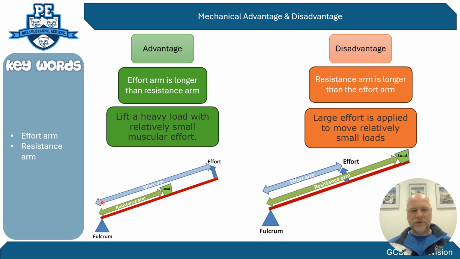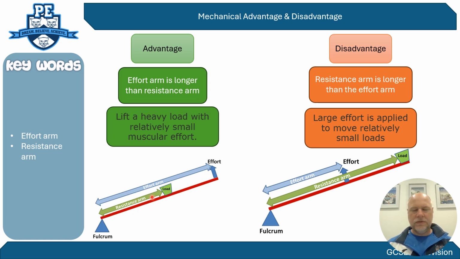So we've got body weight going down, muscle contracting to lift you up. So we have this point from the fulcrum to the effort, it's called the effort arm, and that is longer than the point from the fulcrum to the resistance, the load arm or the resistance arm. That is meaning the effort arm is longer than the resistance arm. And what it means is that you can lift a heavy load with relatively small effort.